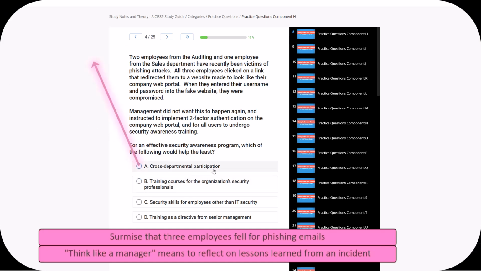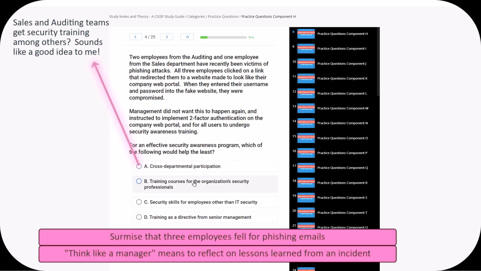Cross-departmental participation is choice A. I would think that helps a lot because they're employees from auditing and sales. So you need cross-departmental participation in the security awareness training program. So I'm going to say choice A is definitely not the right answer, because which one will help the least? I mean, it could be. Maybe the other 3 choices are so strong that it makes choice A look like the least effective.